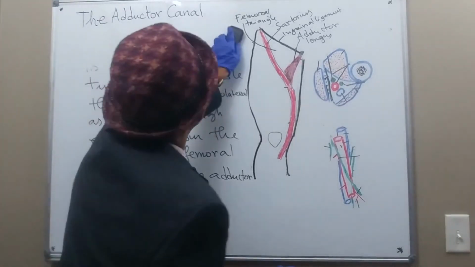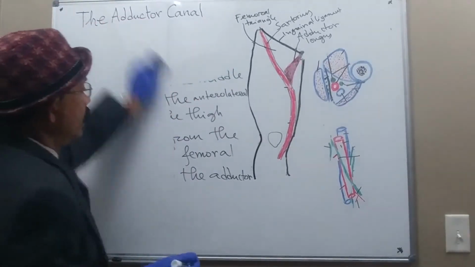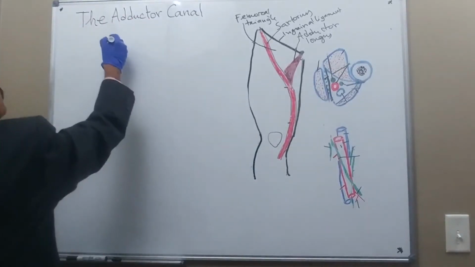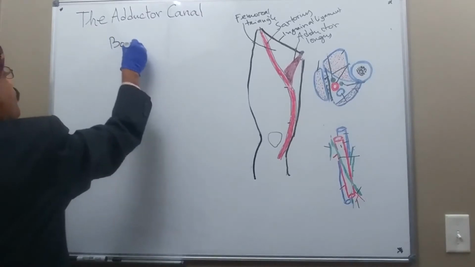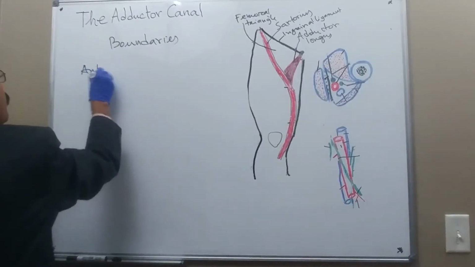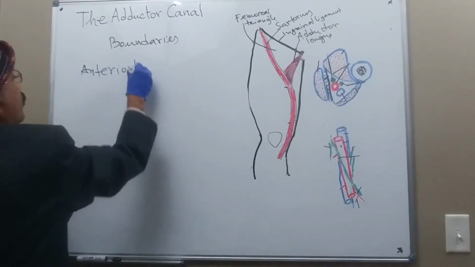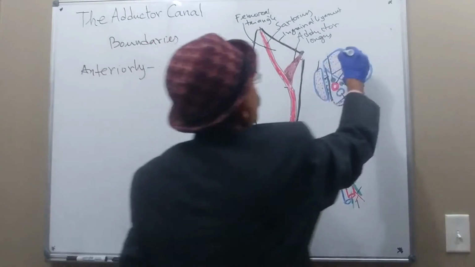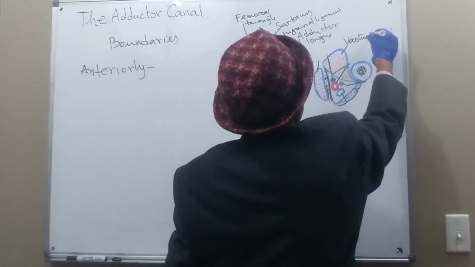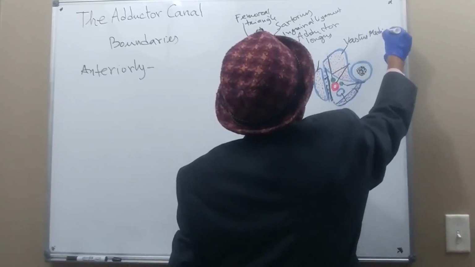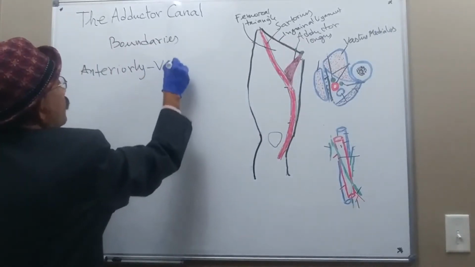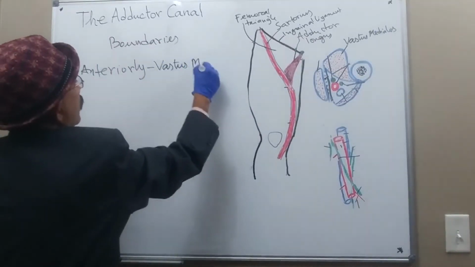So we'll go to the boundaries of the adductor canal. Now we've got the definition, now we'll go to the boundaries. Anteriorly, it is bounded by the vastus medialis.